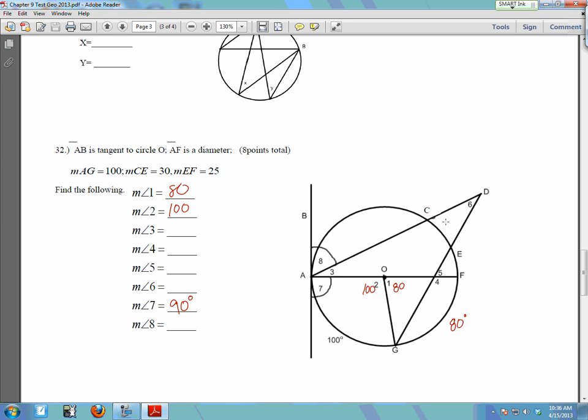I also know that arc CE is 30. It's told in the directions right here. And arc EF is 25. Let's try to find 6 here. Just looking at DA and DG, they intercept this arc over here of 100. So I take 100, subtract 30 from it, which gives me 70, and then angle 6 should be half of that 70. So angle 6 is 35 degrees.